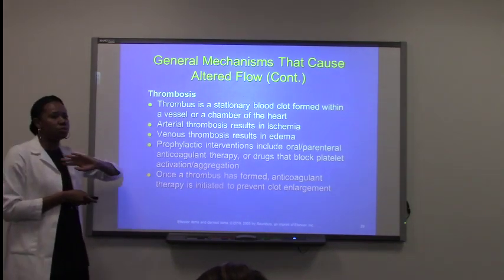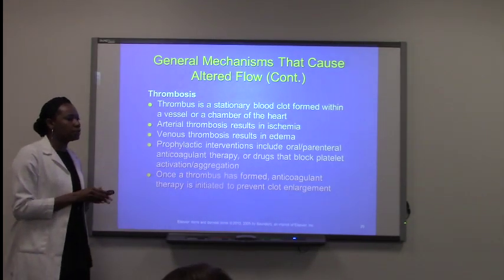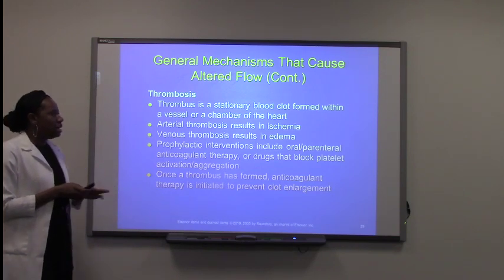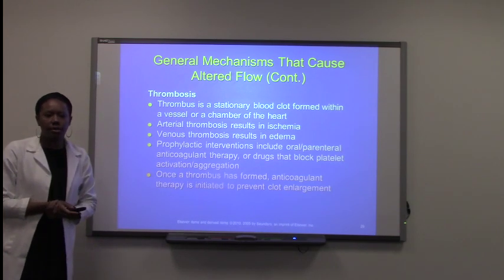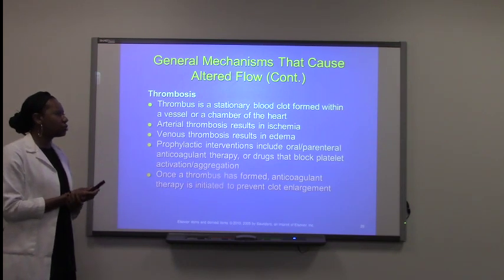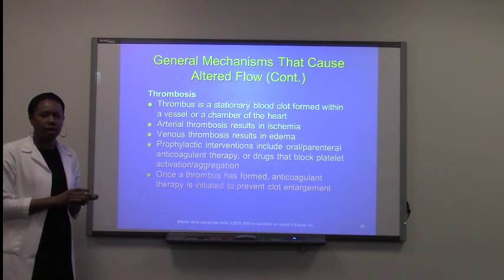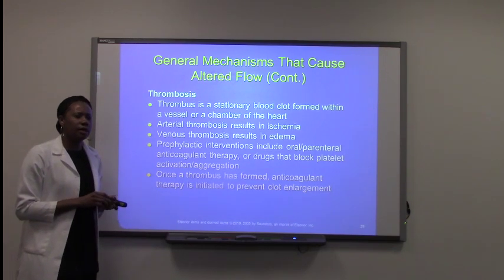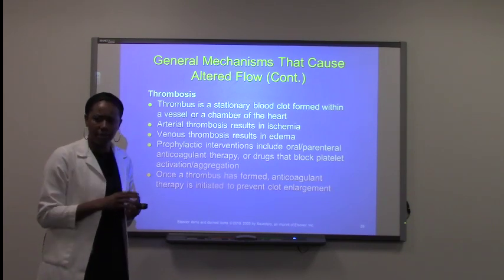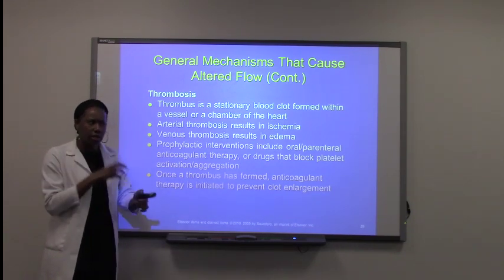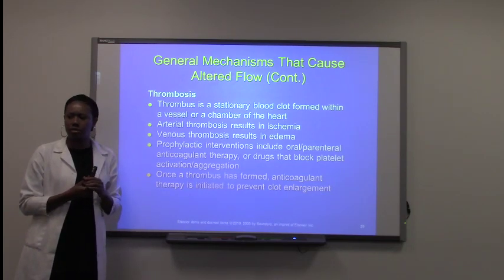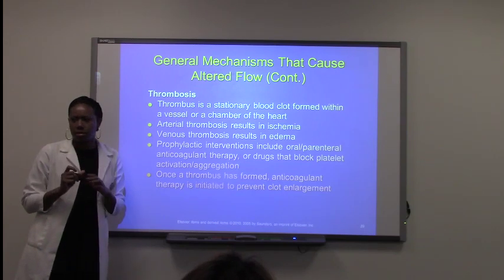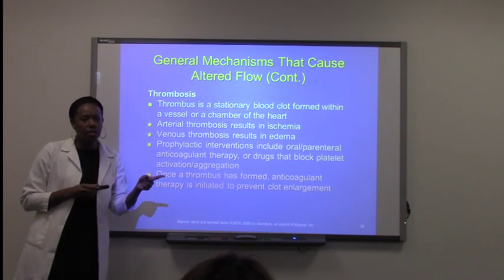Again, arterial thrombus will result in ischemia, as opposed to venous, which will result in an edema situation. They can give these patients anticoagulant therapy, or drugs to block platelet aggregation to stop the progression of the thrombus. Now keep in mind, what are some things that you know that can form a thrombus? Just some things that you think could form a thrombus in a blood vessel. I'm looking for elements. Lipids. Lipids, very good. And what else?